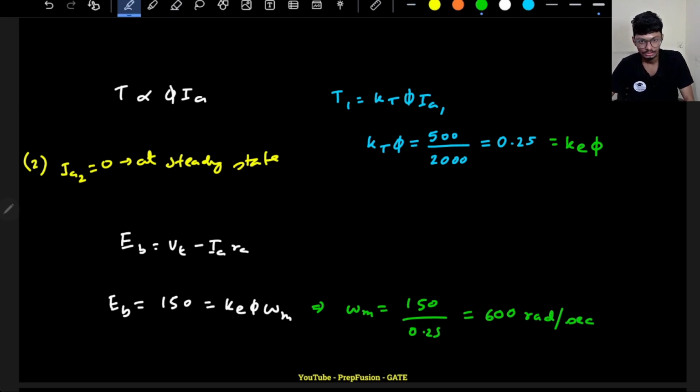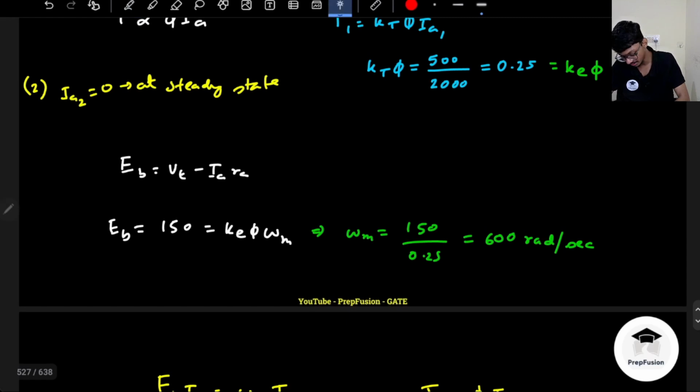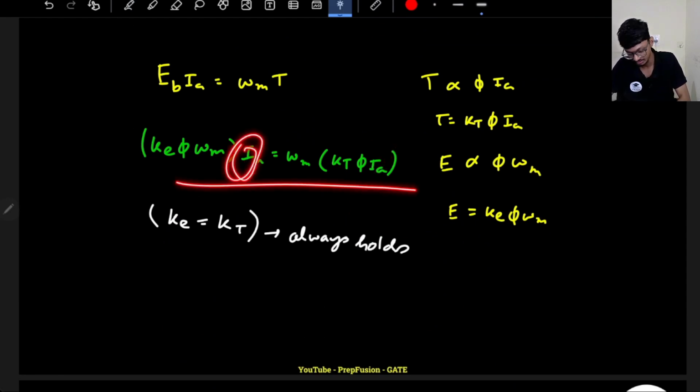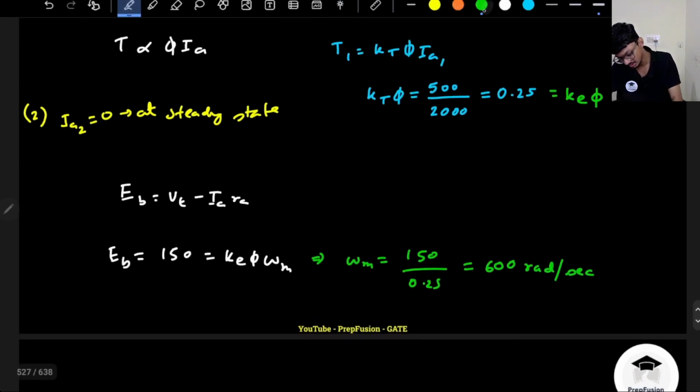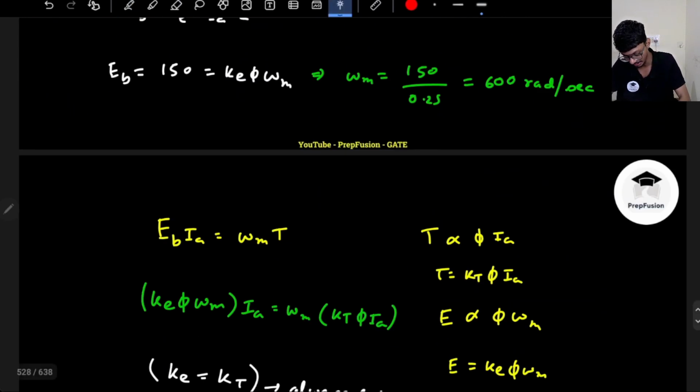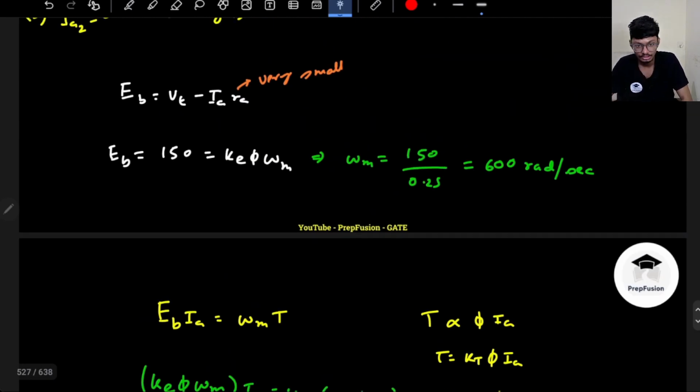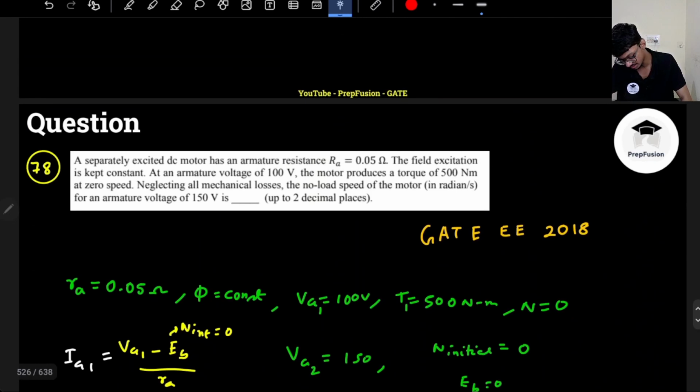But there is a bit of a mistake here, because if you are assuming your armature current to be 0, then you cannot simply cancel this out, since I cannot cancel if something is equal to 0. But even when armature current is 0, this will still be satisfied. You assume the armature current is a very small value, even in no load, then you can cancel this equation out and directly say that Ke will be equal to Kt. That is the only thing you have to understand. So the answer here will be 600 radian per second.